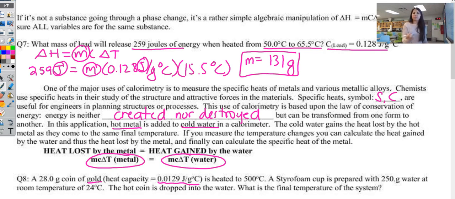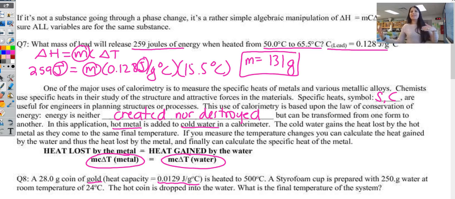or what I've seen people do is they figure out the MCAT for the water, for example, because they know the mass of the water, they know the specific heat of the water, they know the delta T, the temperature change of the water, so they calculate their delta H. And then they say, well, the energy change must be the same for the metal.